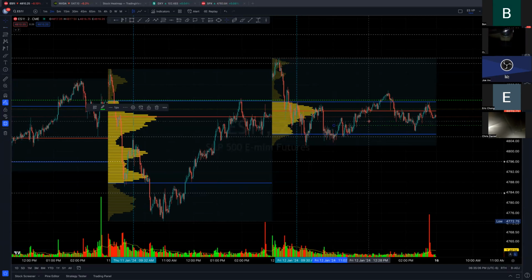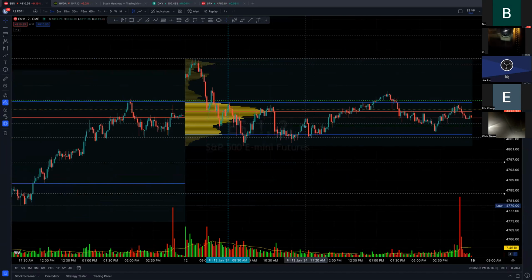48.10, sellers did not protect the level, the buyers broke out, then we had a breakdown, then we had some chop here. But after this break again, we had to move up.